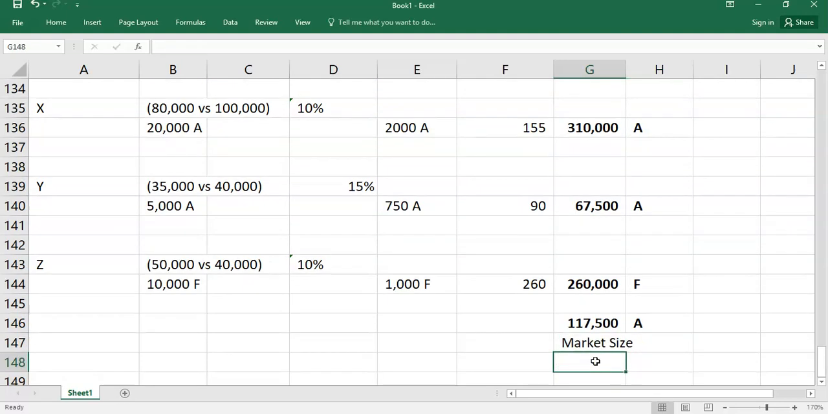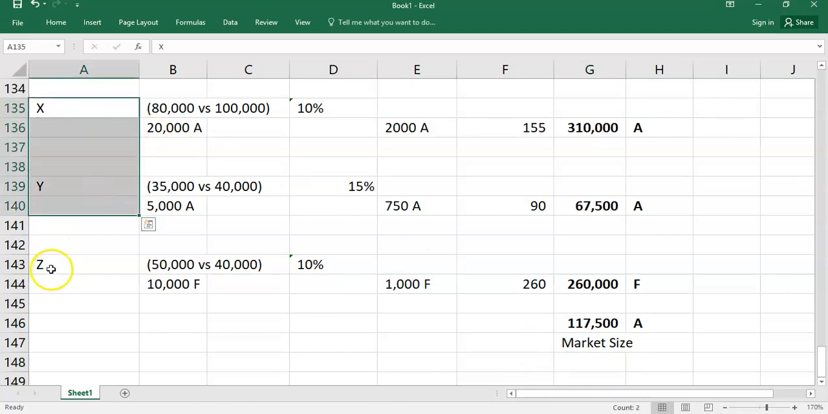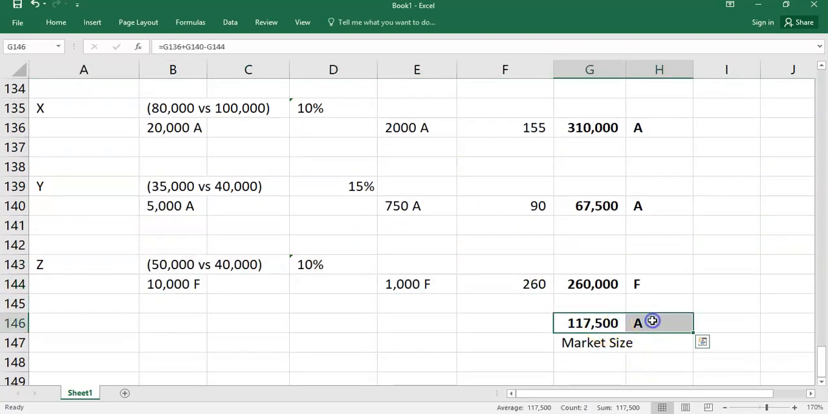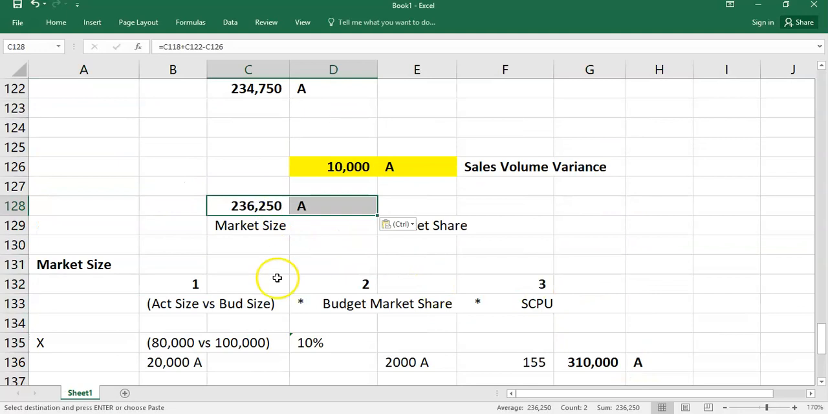So overall, the company is losing sales or losing profits because the market is declining for X and Y. Slightly been compensated for Z, but not enough. So 117,500 adverse, and I'll put that there.